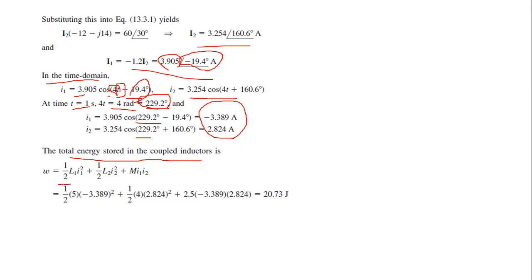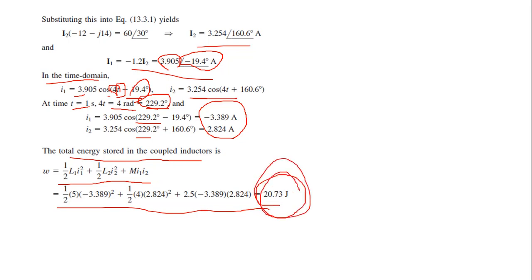Now the total energy stored in the coupled inductors is given by this formula: W equals half of L1 I1 squared plus L2 I2 squared plus M I1 I2. So substitute the values of L1, I1, L2, I2, M, and find the value of energy stored. This is the value of energy stored in the coupled coils at time t equal to 1 second.